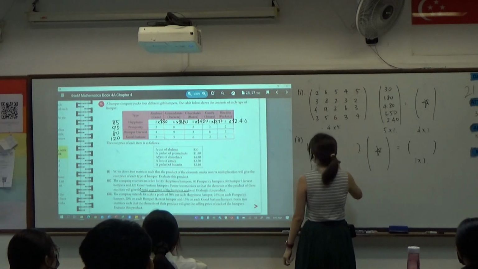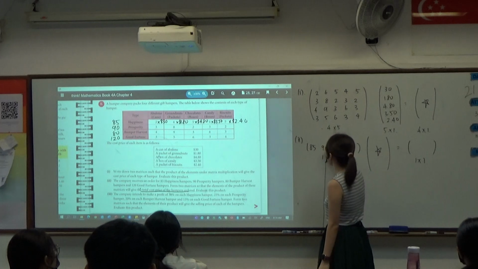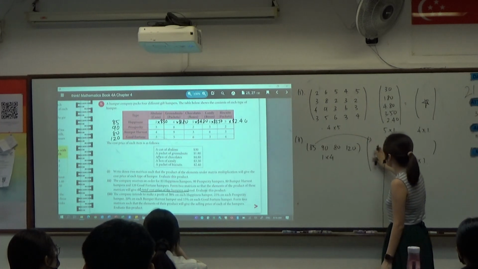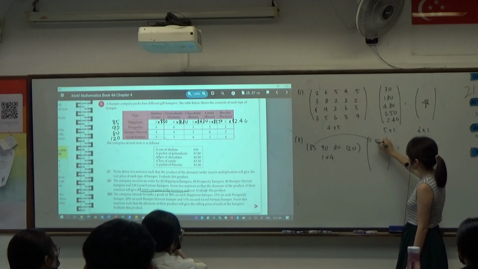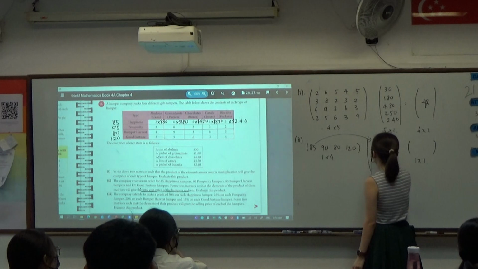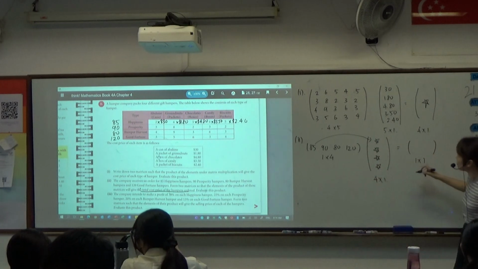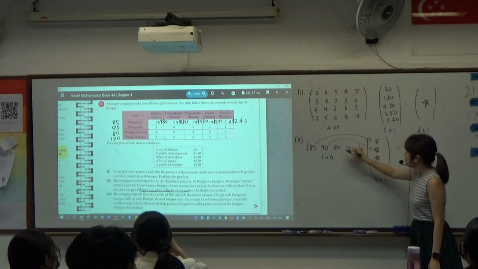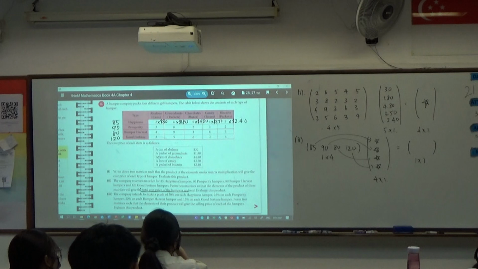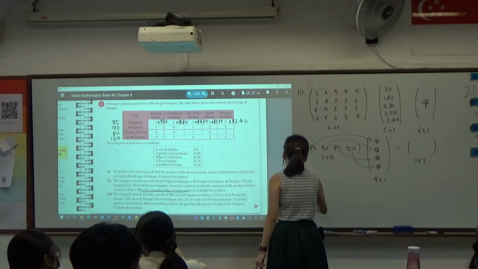Okay, so therefore my 1 by 4 matrix will then be 85, 90, 80, and 120, with each multiplying each of the individual costs. So that I will actually in the end be able to get a 1 by 1 matrix, right? Okay, then after that, part 3.